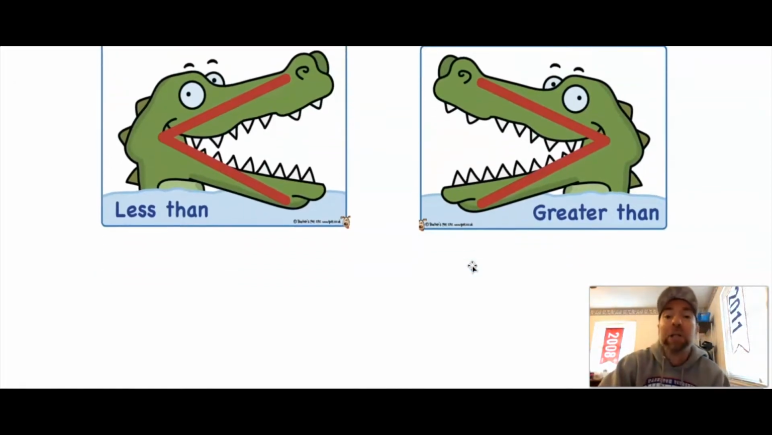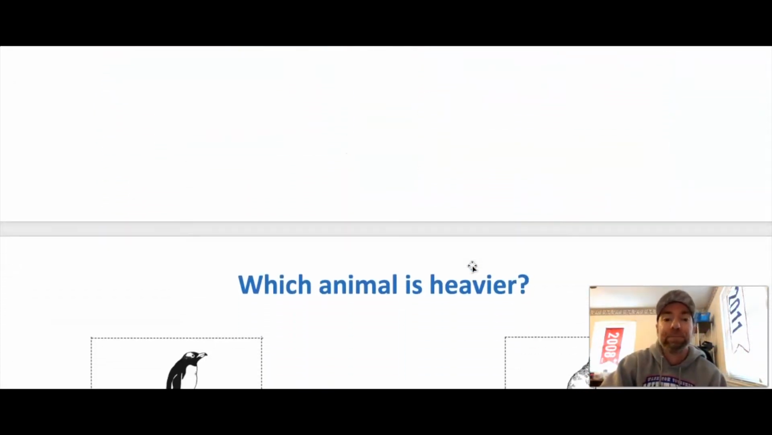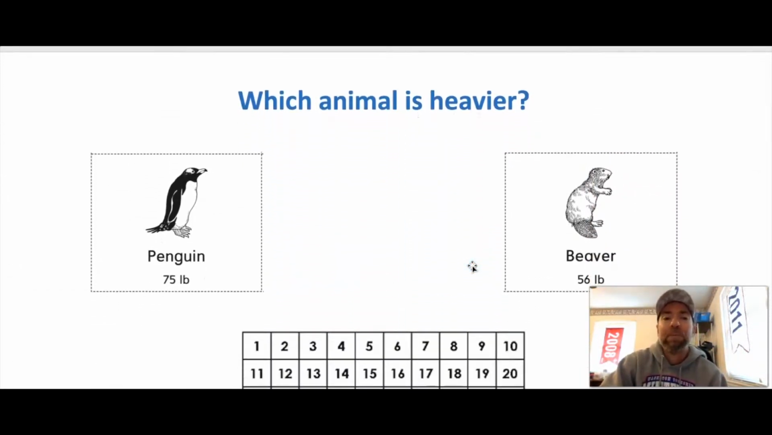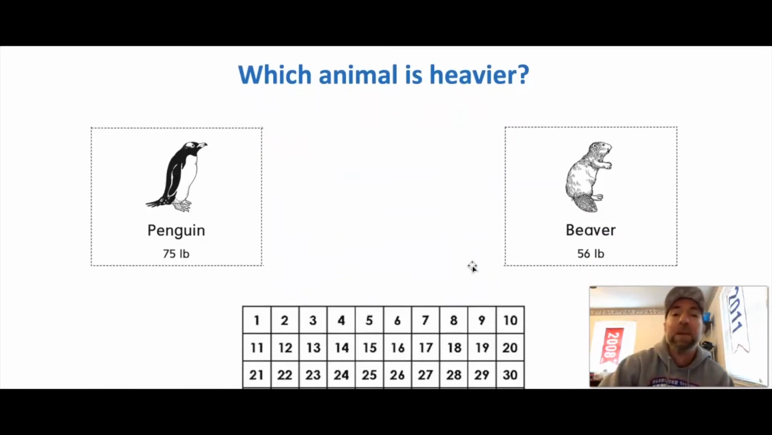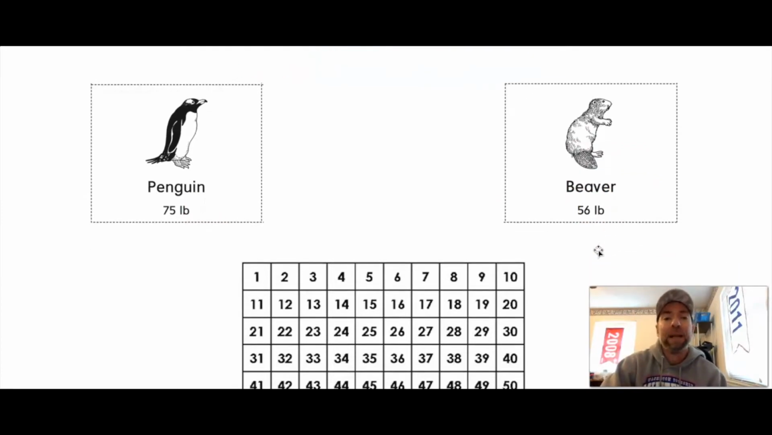So let's take a look at an example. Which animal is heavier? We have our little penguin at 75 pounds. We have our beaver at 56 pounds. Well, one of the things that helps me is I look at my number grid.